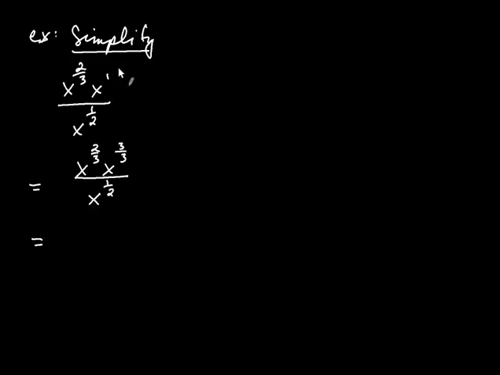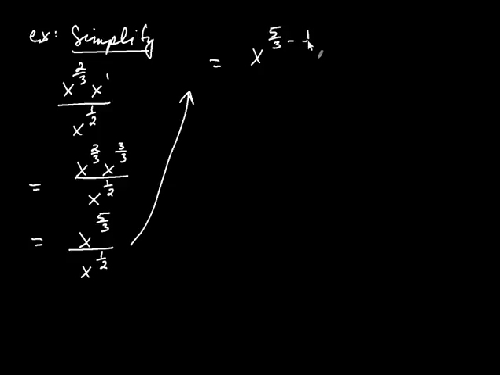So I wrote the 1 as 3/3 because I know I need a common denominator. I want to add these two exponents together. And when I do that now, I get x to the 5/3 divided by x to the 1/2. And now let's see. Do you remember what to do with these exponents? We subtract, right? So it's going to be 5/3 take away 1/2. Let's do that up here. So this is going to be x to the 5/3 take away 1/2. So all the properties for exponents are still holding.